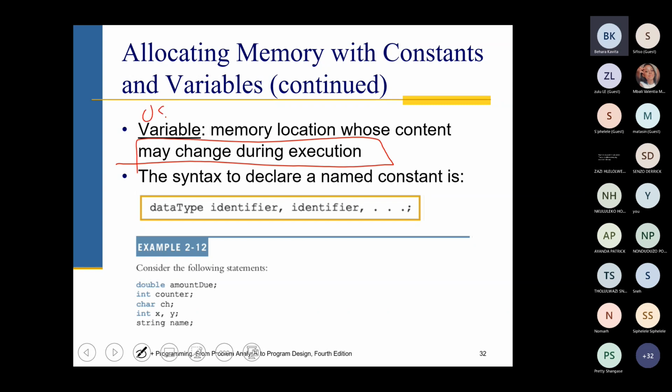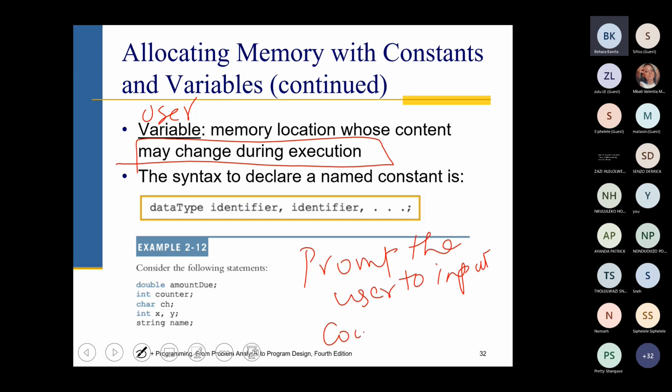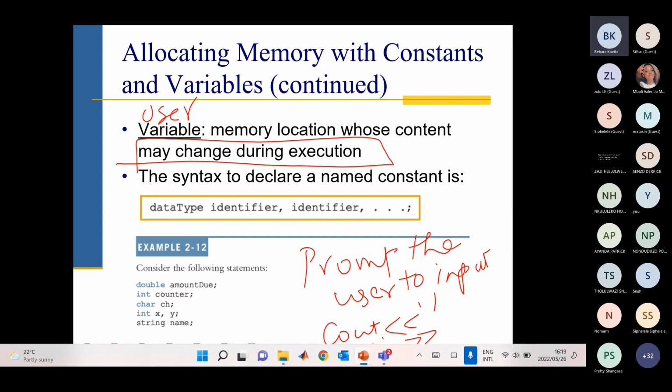This is nothing but user defined. So I can ask you a question: prompt the user to input a value. That means you are going to use cout to say, enter whatever the values are, and then cin to read those values. That is called prompting the user. Am I clear to you guys?